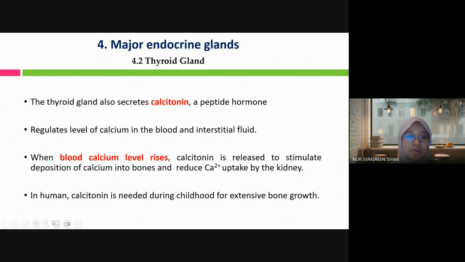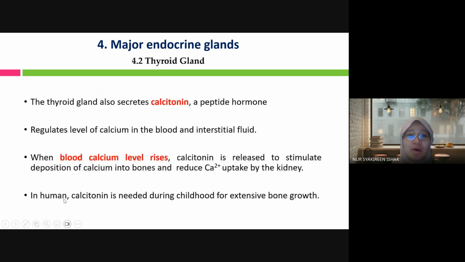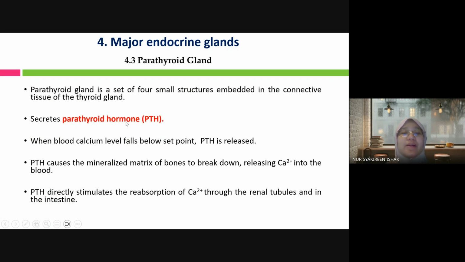Okay, so in humans, calcitonin is needed during childhood for extensive bone growth. Countering the function of calcitonin by the thyroid gland, we have the parathyroid hormone by the parathyroid glands.